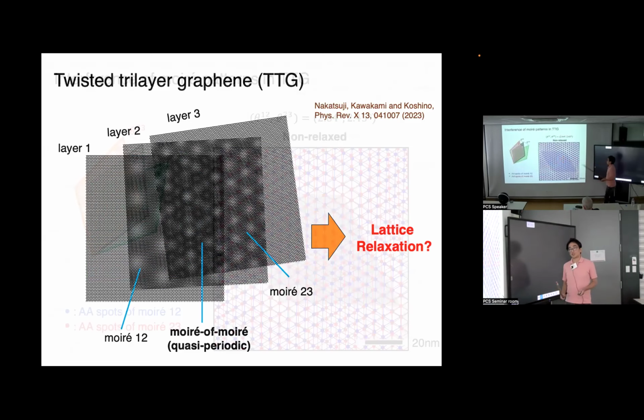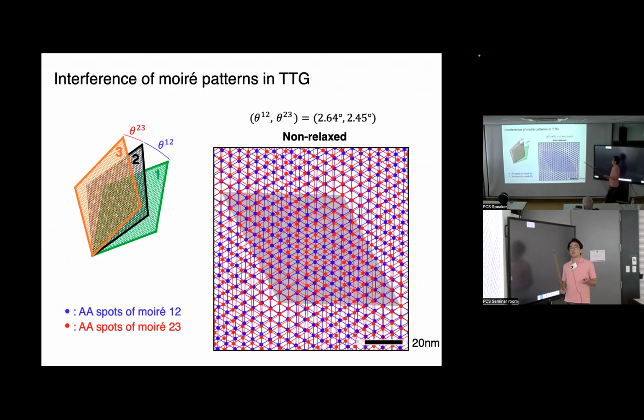So this originally is like this. If you don't do any relaxation, it looks like this. Now, this is not an atom. This red dot means the AA spot of one moiré, and the blue dot is the AA spot of another one. So this is actually the Moiré pattern of each neighbor plate.